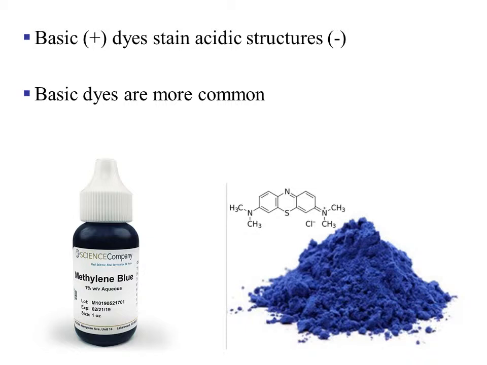The basic dye is positive, and it will stain acidic structures. The basic dyes are the most common because the cell wall is composed of many negative charges. An example of a basic dye is methylene blue. This is the chemical that you use to stain the cheek cells in your biology class.